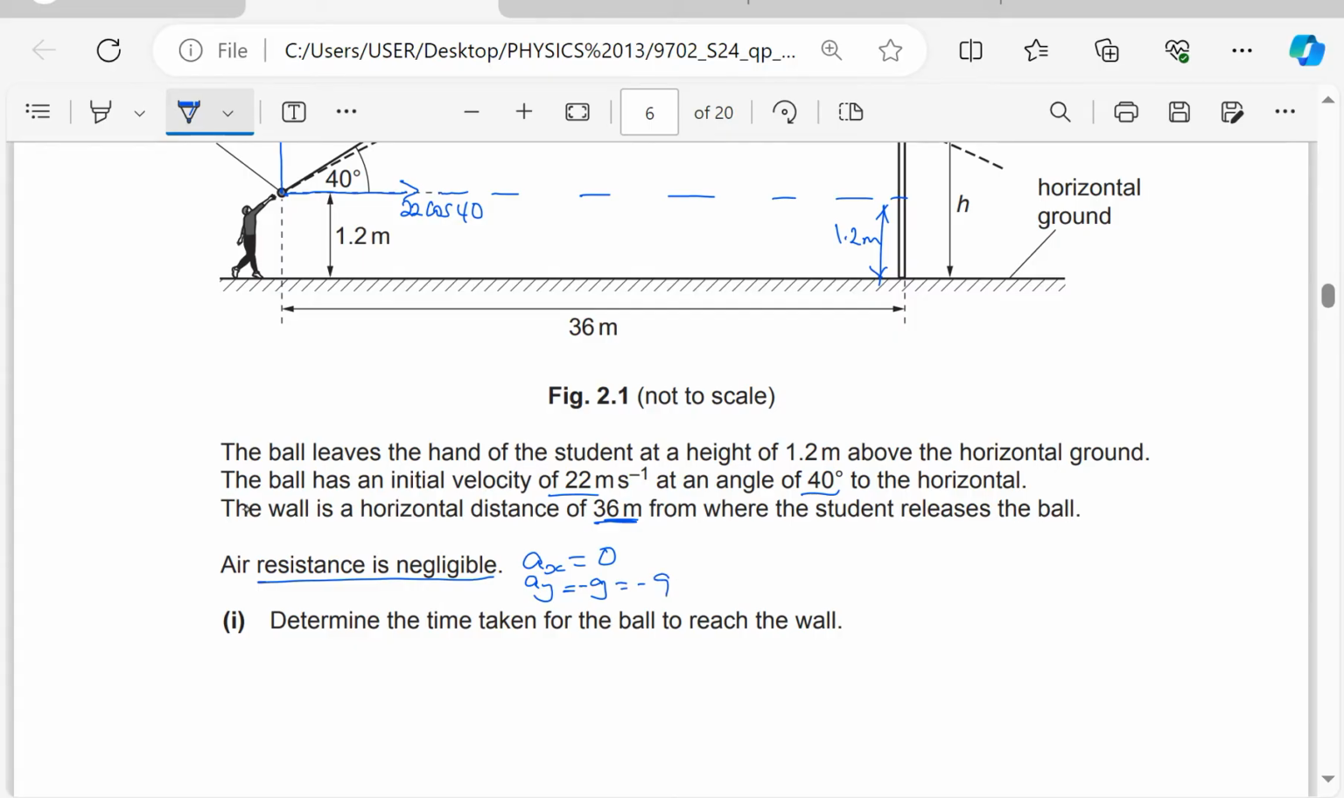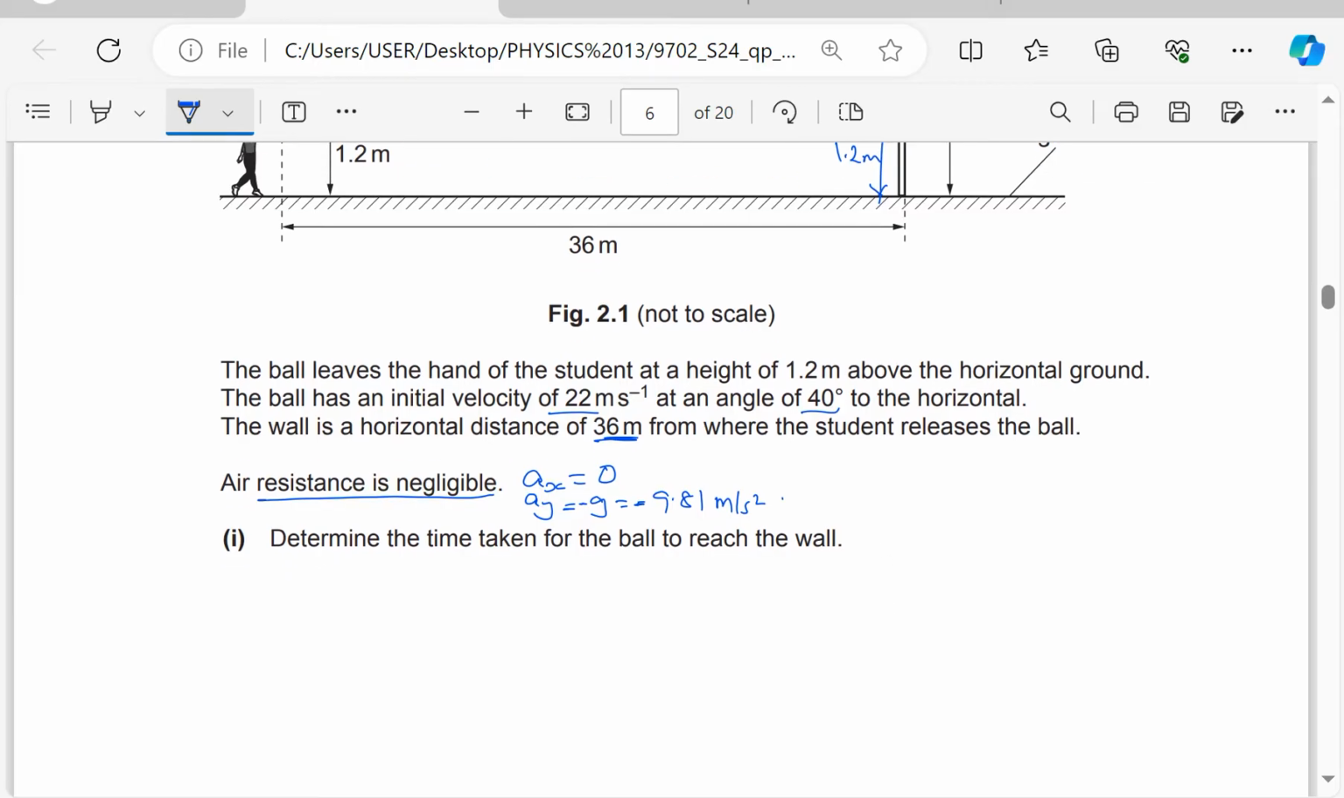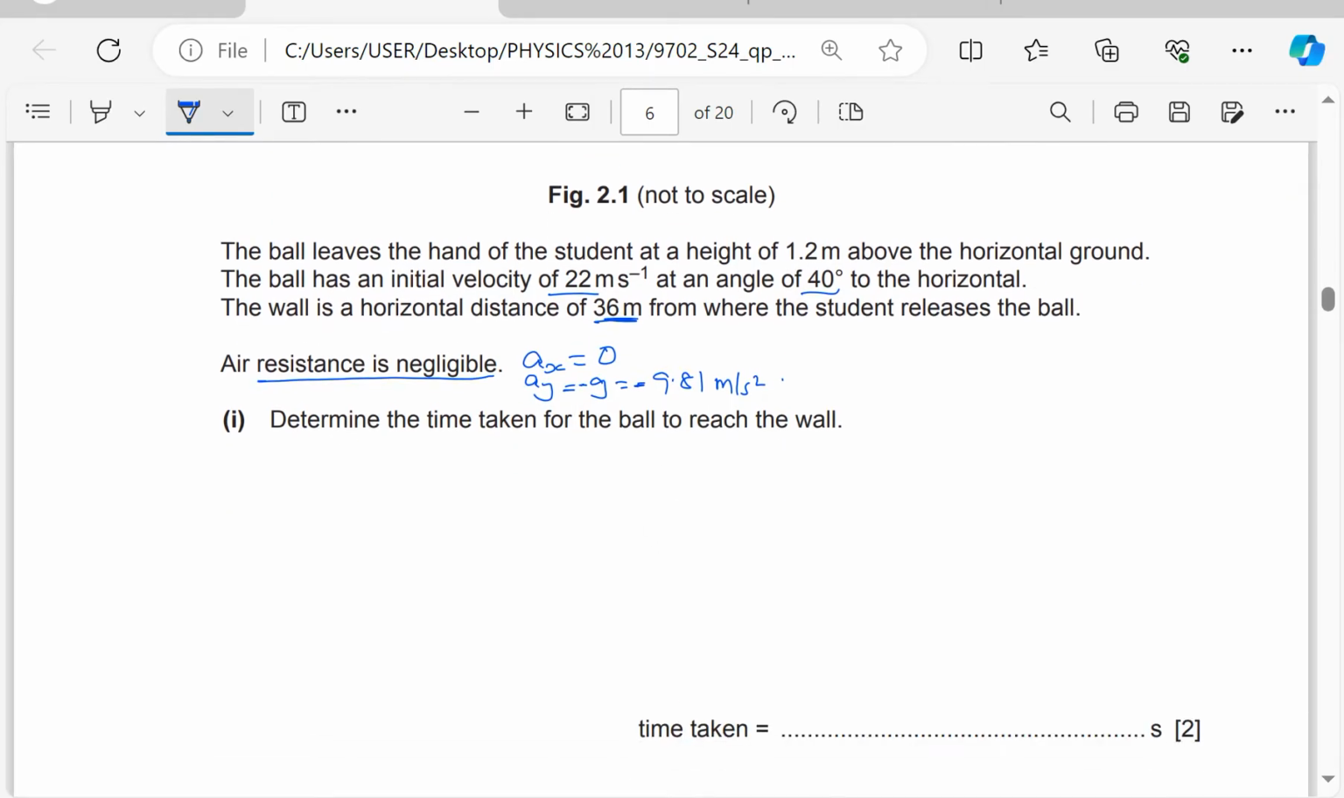That is negative 9.81. When I put subscript x, I mean in the horizontal. When I put subscript y, I mean in the vertical. So here it is going to be negative 9.81 meters per second squared, acceleration in the vertical. Determine the time taken for the ball to reach the wall. Because time is a scalar, whichever direction I consider, if I consider horizontal motion or vertical motion, the time is going to be the same.